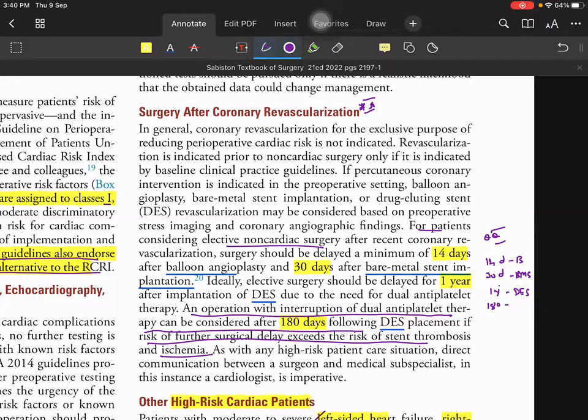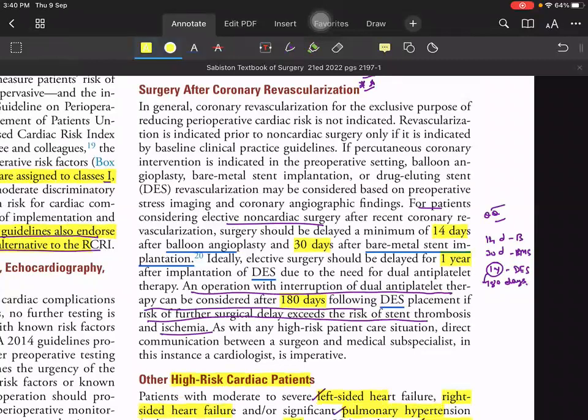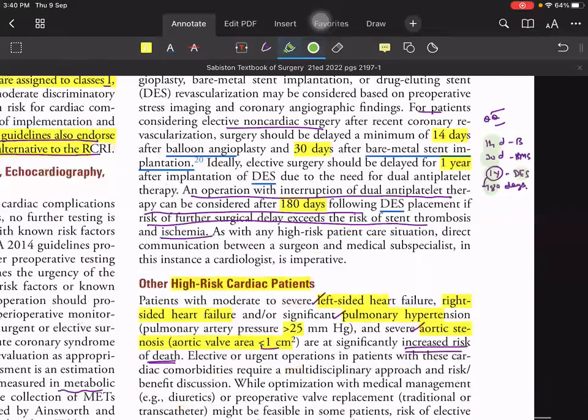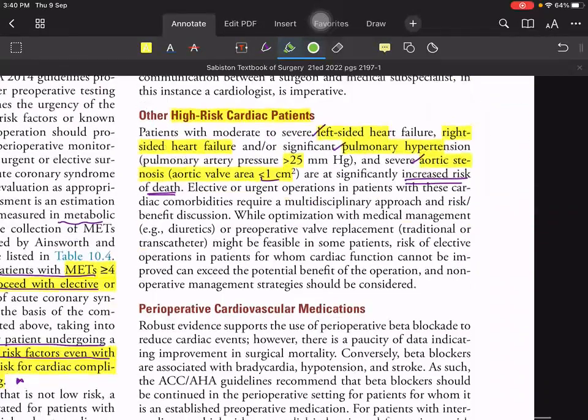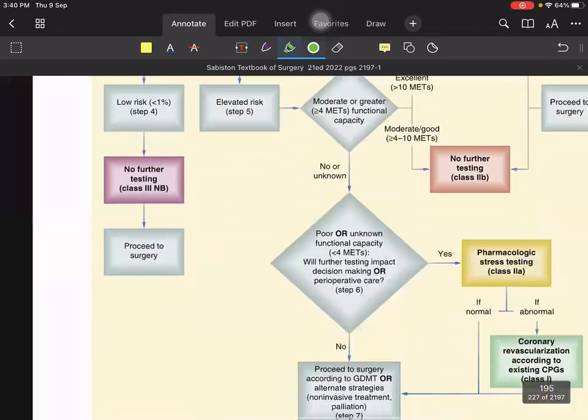Actually, 1 year is important, but nowadays they are doing it at 180 days for drug-eluting stent. Ideally 1 year, but it can be done in 6 months. This is our MCQ. So balloon angioplasty 14 days, bare metal stent 30 days, and 180 days for drug-eluting stent, but ideally 1 year. If the question asks ideally, then 1 year; if they simply ask, you can say 180 days. So this flow chart has no significance.